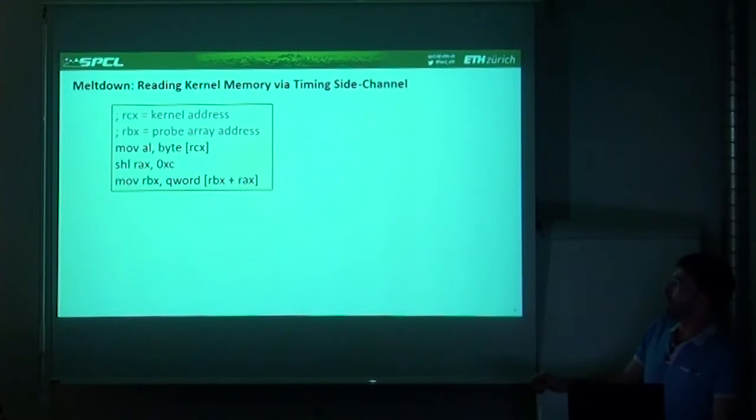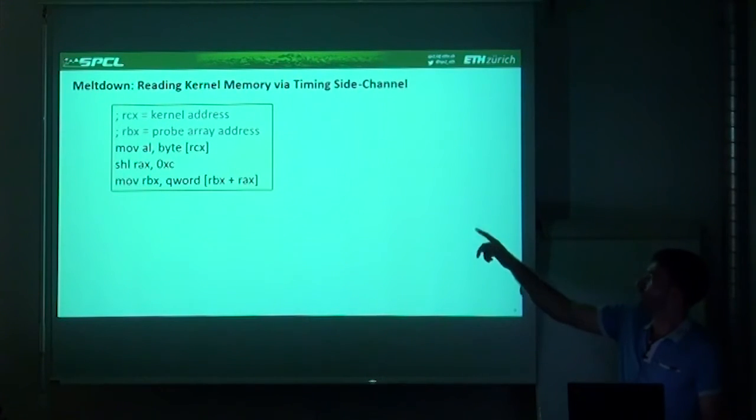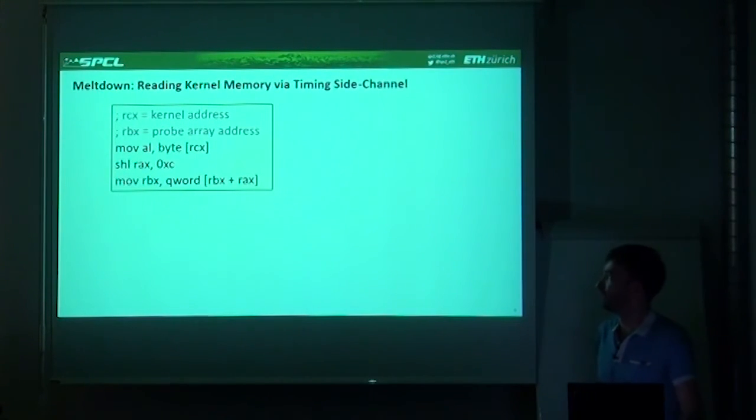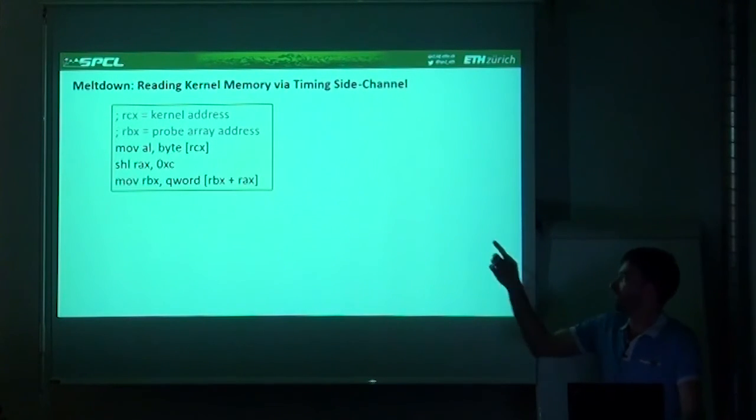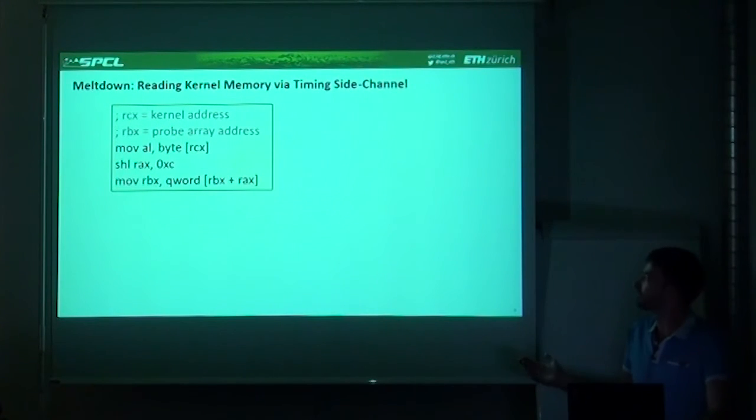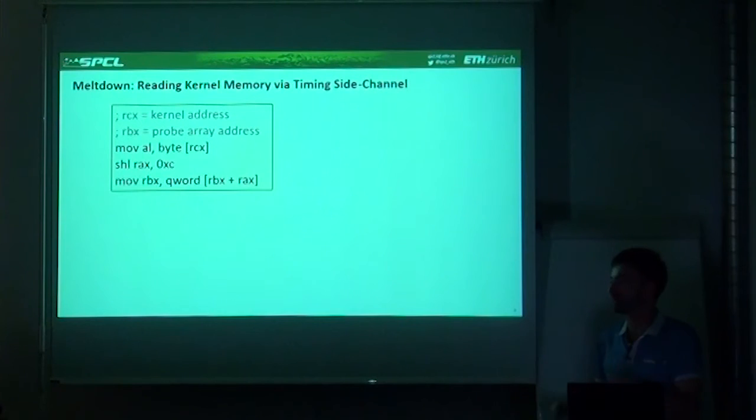Now we can have code that tries to move 1 byte at a location stored in RCX into, let's say, the A register. Obviously, we are not allowed to do this, so when we only execute this instruction, this will segfault. The thing is, this permission check is quite costly, so it is not done in order. Basically the CPU says, I need to access this stuff and also I need to do this permission check.